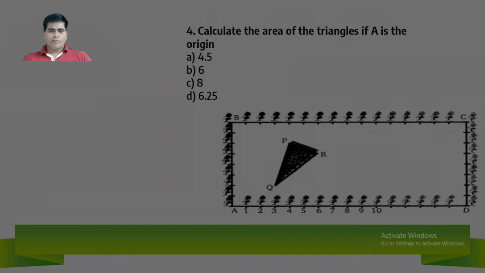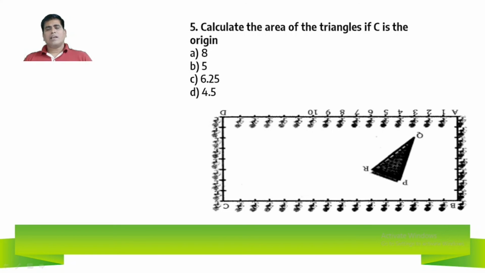Let's see question number 5. Calculate the area of the triangle if C is the origin. With the reference of C, we have to find the area of this triangle. First of all, the area of the triangle remains the same with respect to C as origin, or A as origin, or D as origin, or B as origin. With the reference of any of these 4 vertices, the triangle area cannot be changed. Why? Because it remains the same.